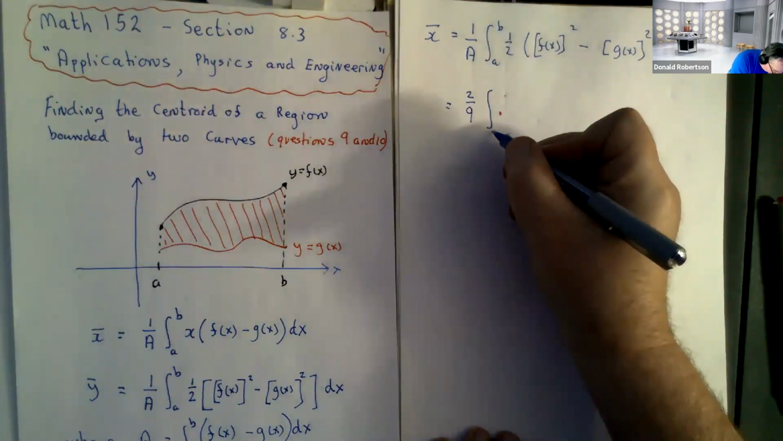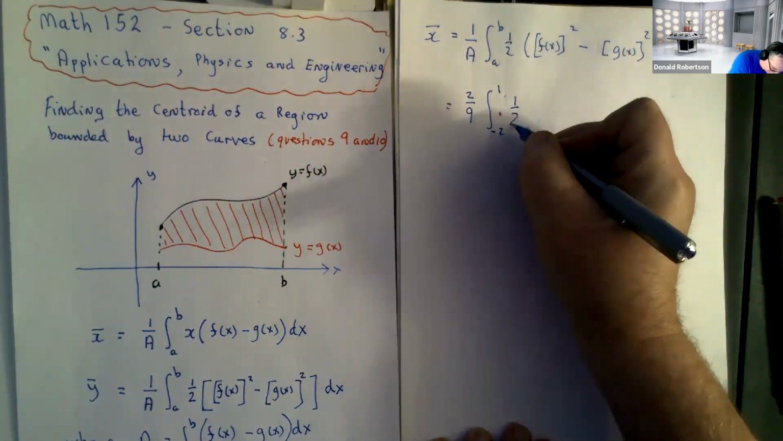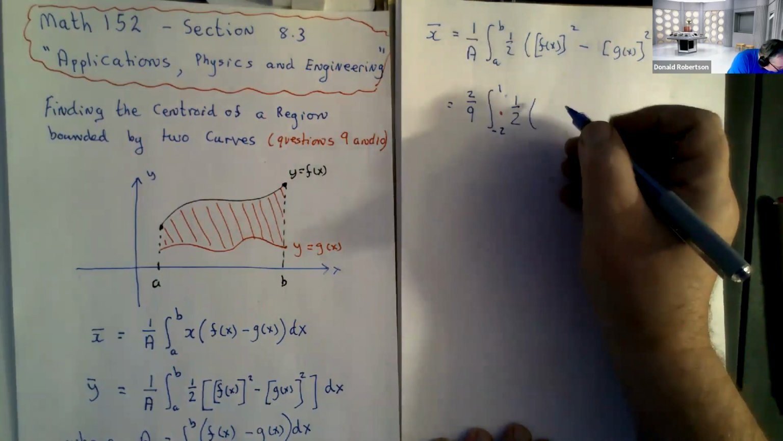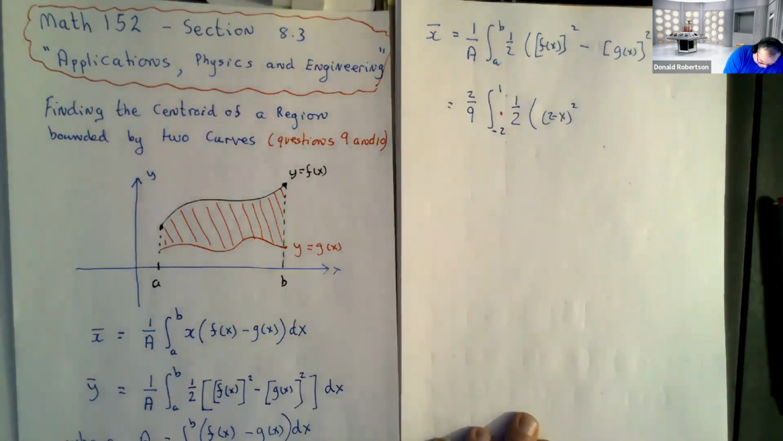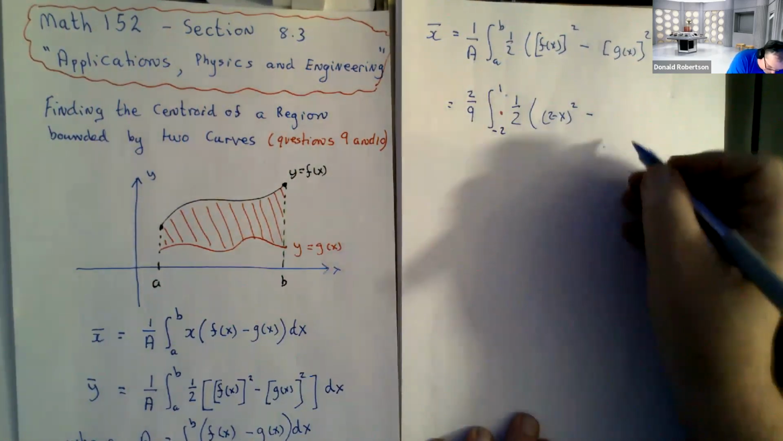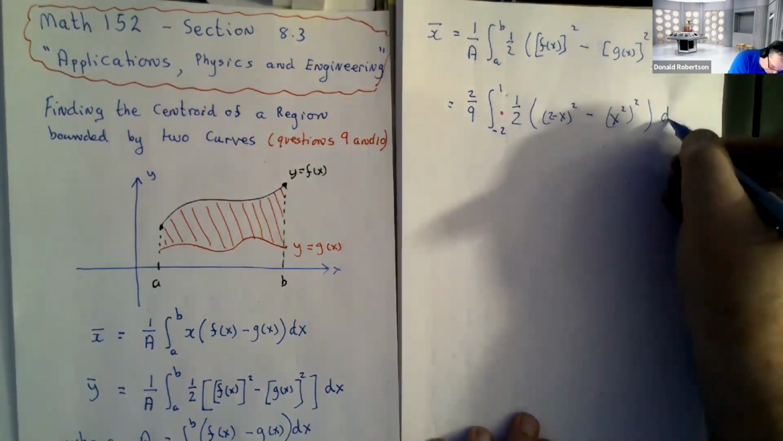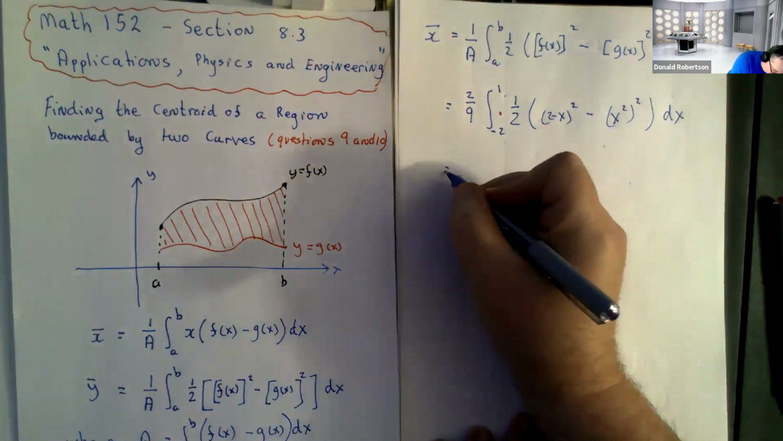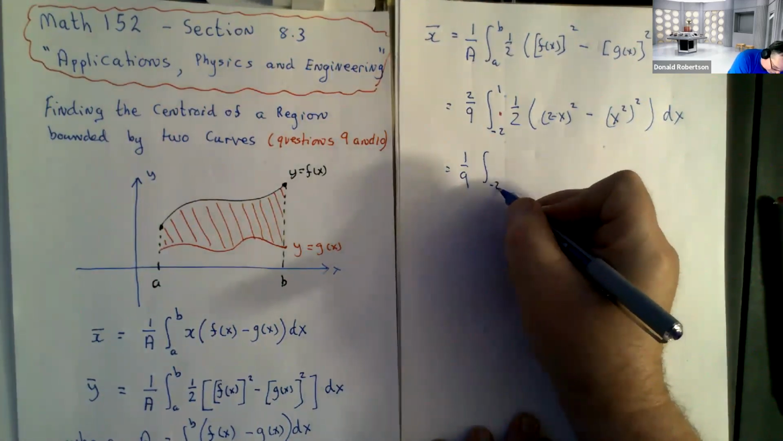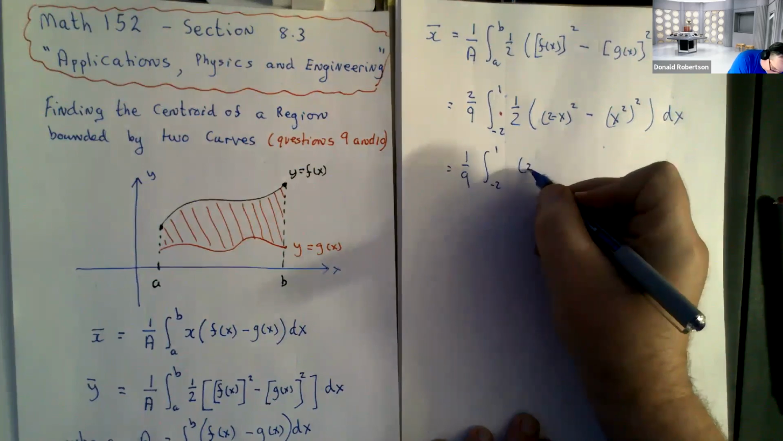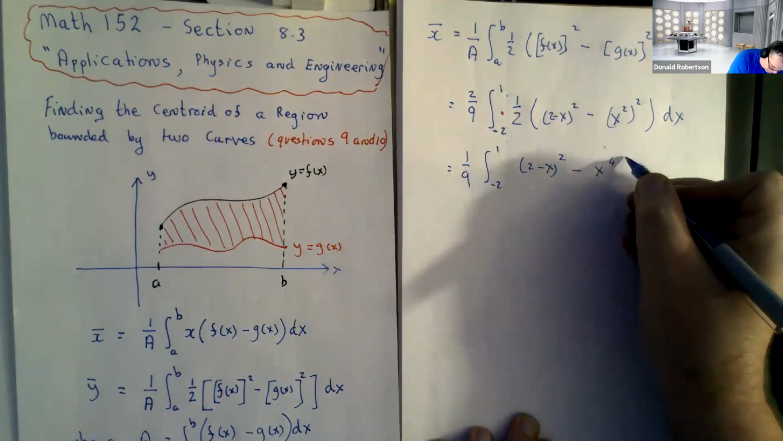It's going to be the integral from -2 to 1. It's going to be 1/2. The straight line, which is 2 minus x, goes first and you square it. And the other guy, the curve, was the lower one, and that's that guy when you square it. And you do dx. If I pull this half out, I now have 1/9, the integral from -2 to 1. I have 2 minus x squared, take away x to the 4.